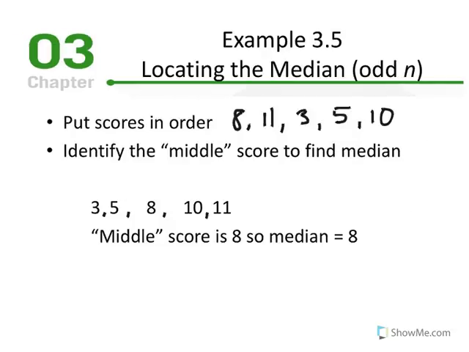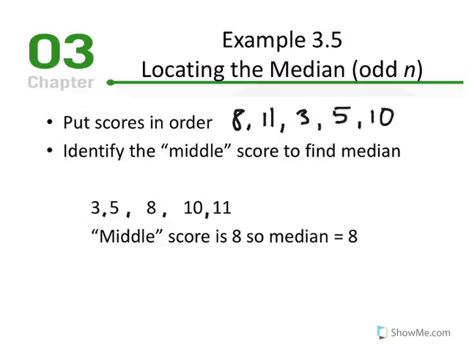Locating the median when we have an odd number of scores in our distribution is quite simple. We have a distribution here of scores of 8, 11, 3, 5, and 10. The first point here says that we must put the scores in order. Notice that they are not in order. This is the raw format in which we collected data. Let's say these are ages of children that we've surveyed.